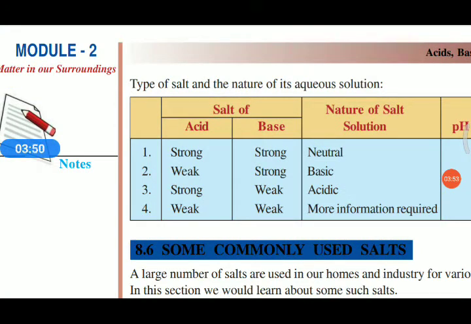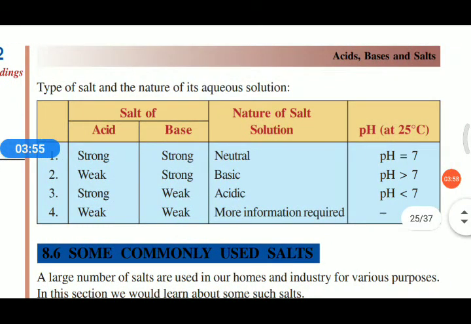When a strong acid reacts with a strong base, it produces a neutral salt. Its pH value is 7. When a weak acid reacts with a strong base, it produces a basic salt. Its pH value is greater than 7. When a strong acid reacts with a weak base, it produces an acidic salt, pH value less than 7. When a weak acid and a weak base react, different types of salts form. We are going to discuss it more.